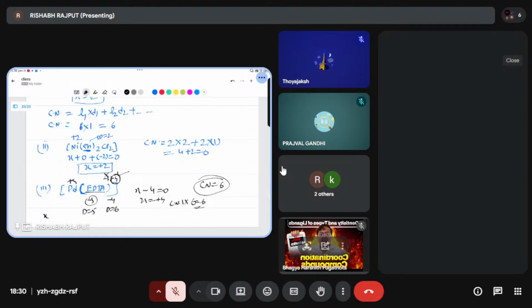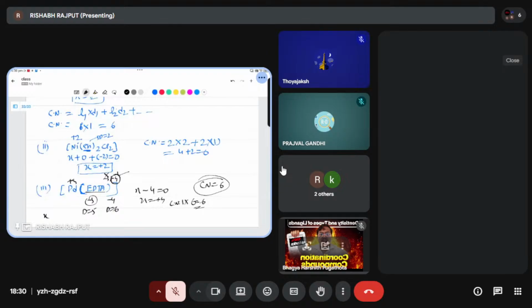EDTA 3 negative, you're saying? Okay, one second. See, EDTA 3 negative. I'm drawing here.